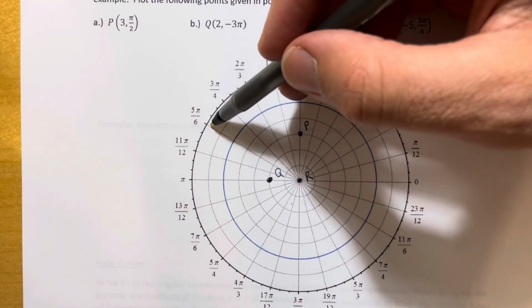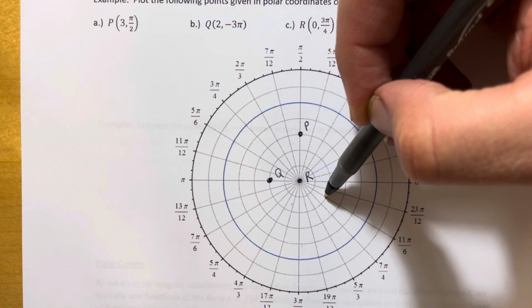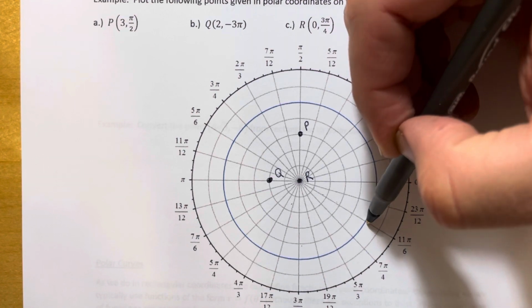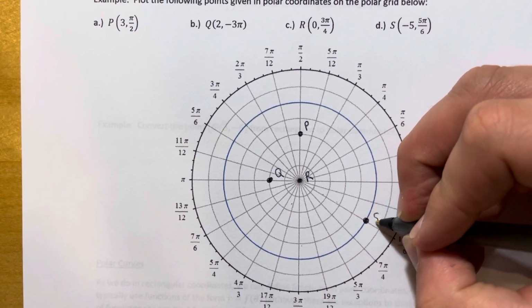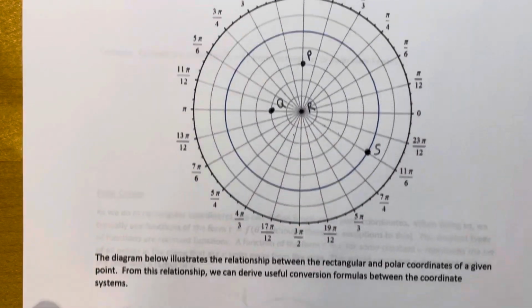And notice if I take 5 pi over 6 and I kind of follow it through the origin, I can see where that would land over on this side. And then I'm going to count 5 units in that direction. 1, 2, 3, 4, 5. That puts me on this blue circle here. So that would be the point S. Okay? So that's just a little bit of getting familiar with polar coordinates.